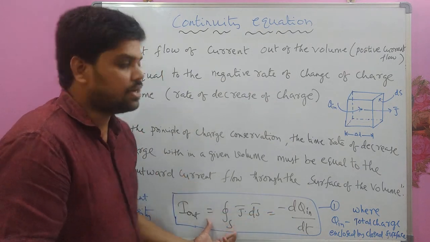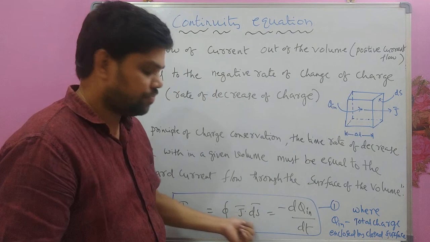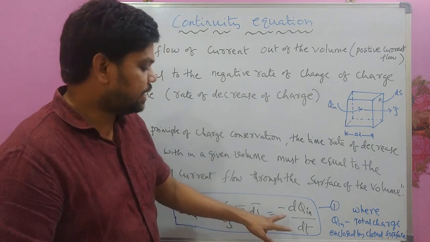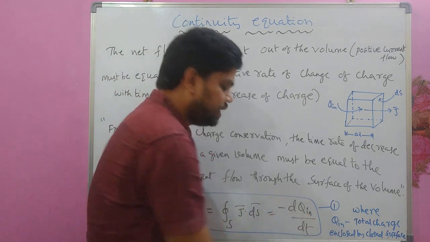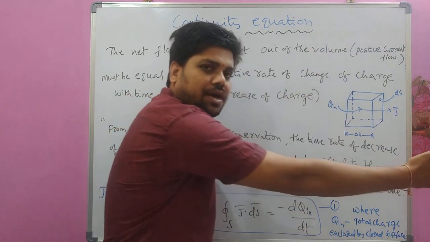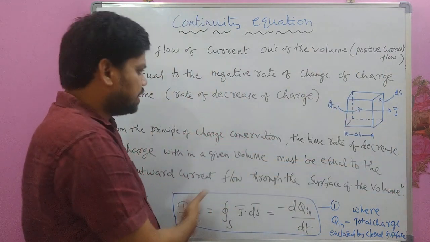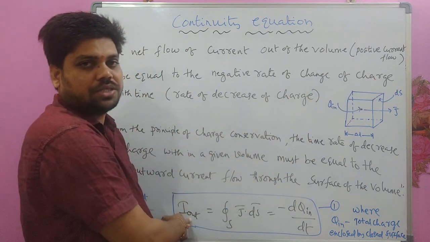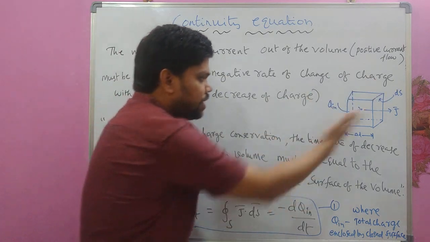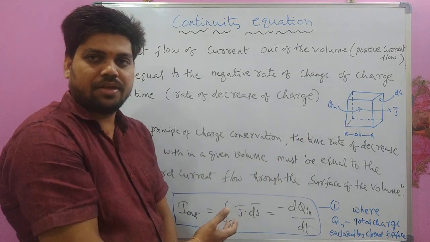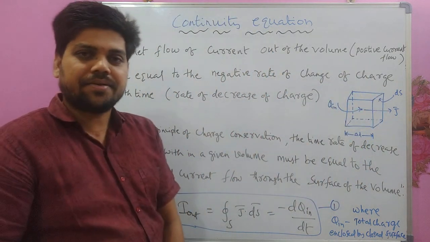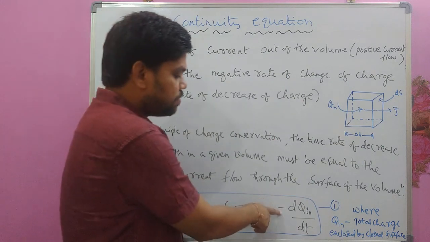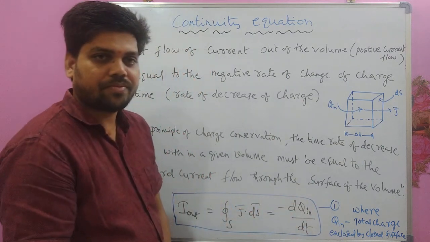The current flowing through this surface should be at the cost of charge, that is minus dq by dt. If the charge is not flowing out, how can we say that current is flowing outside? If the charge is flowing only, then we say current is flowing. The charge is flowing out means what? The charge inside is decreasing. That is what? Minus dq in by dt.